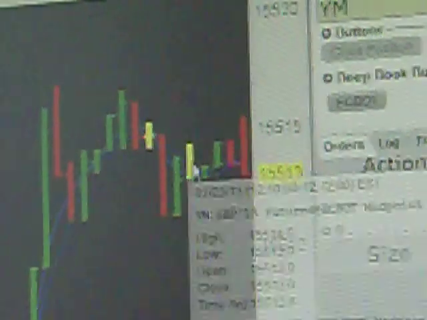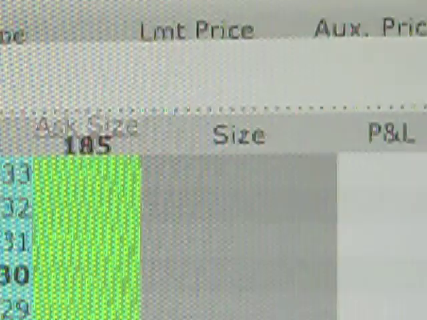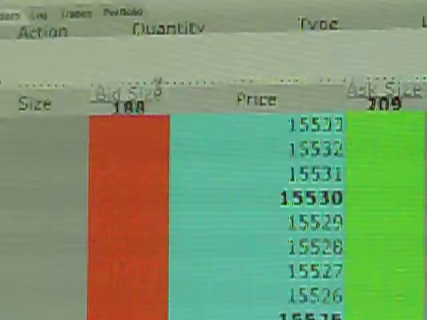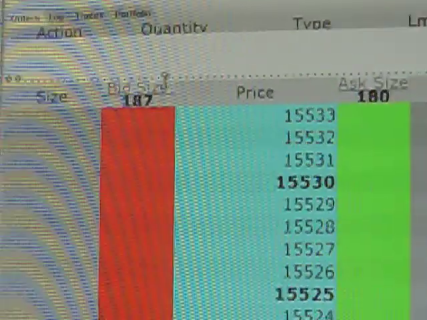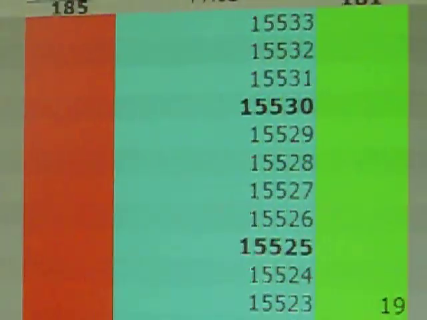Market's just saying, what are we doing? See those numbers? Here we go. There's an example. See those numbers? Oh, sorry, I don't want to zoom in. I want to go wider. Okay. See those numbers? There we go.